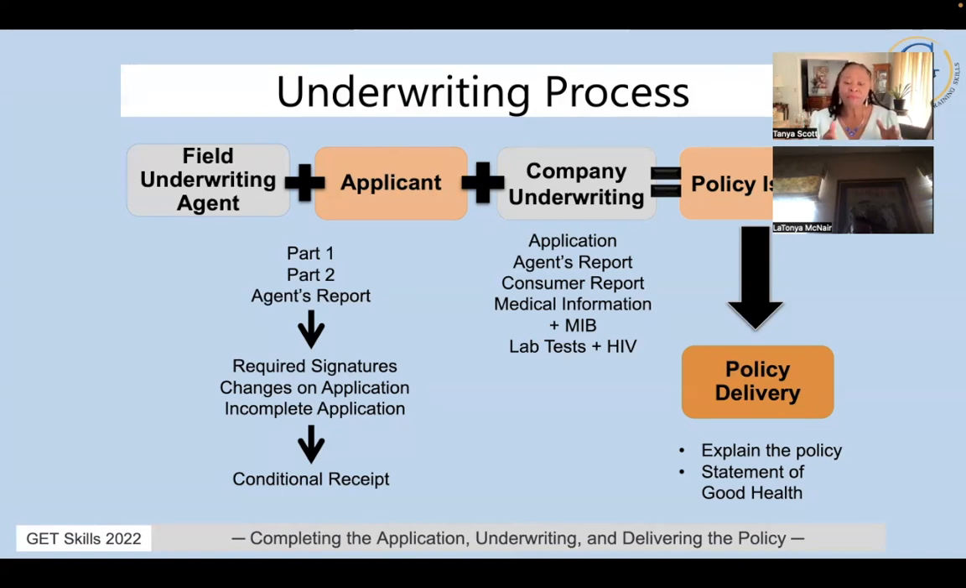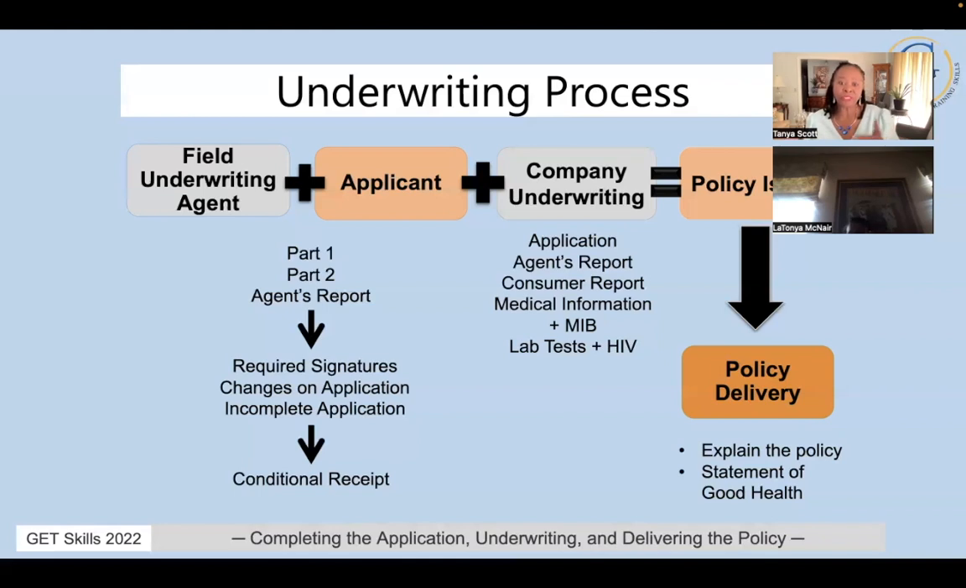The agent is called several names. You're going to see the word producer. They're talking about an agent. When they say the word field underwriter, they're talking about an agent. And they may use the word agent. So that's 3 different names for one person.